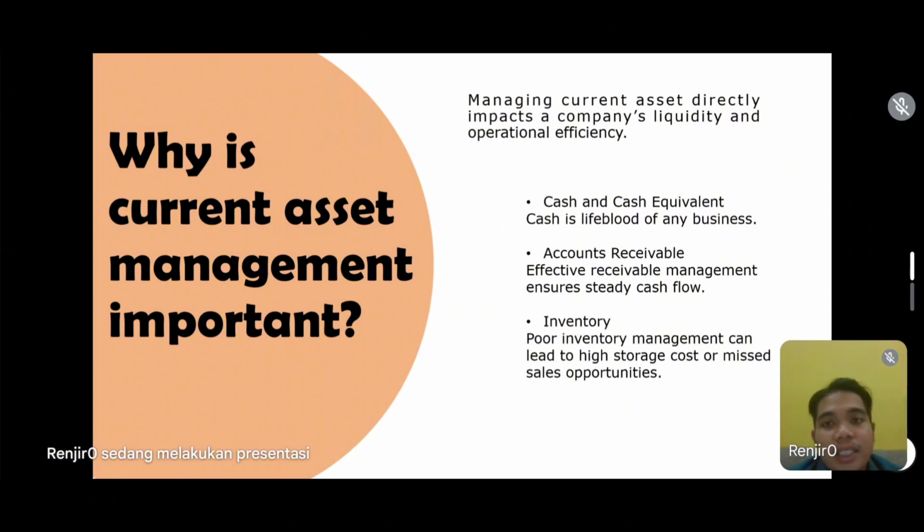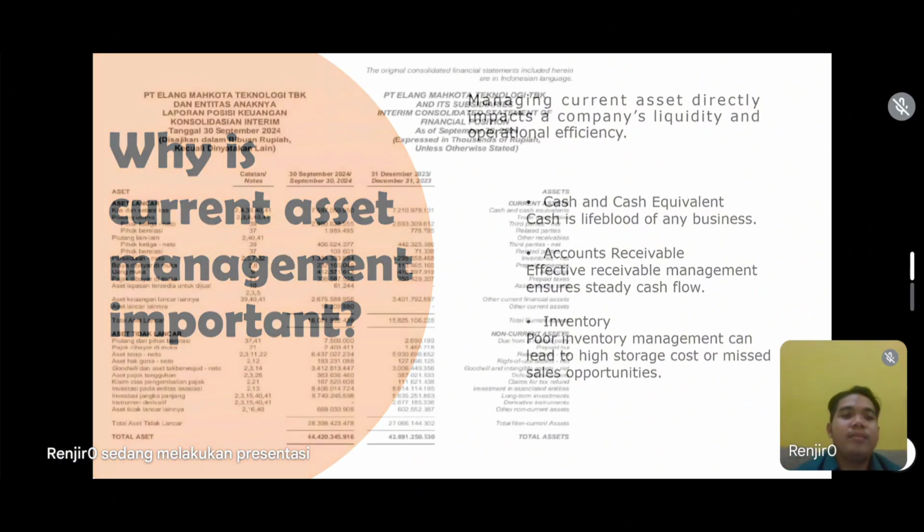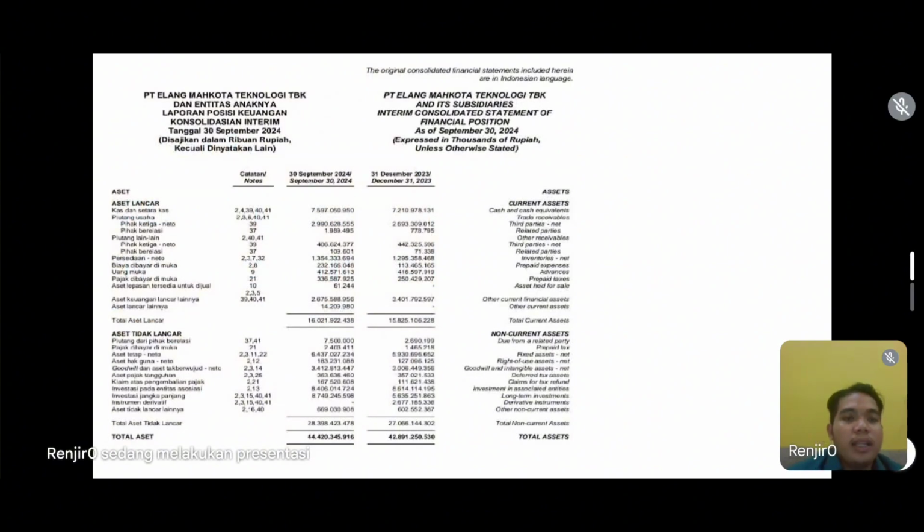And then poor inventory management can lead to high storage costs or missed sales opportunities. Having less inventory will lead you to miss sales opportunities, because sometimes when the demand for your product is increasing significantly but you don't have enough inventory to sell, it means you cannot fulfill the demand, and you miss sales opportunities.